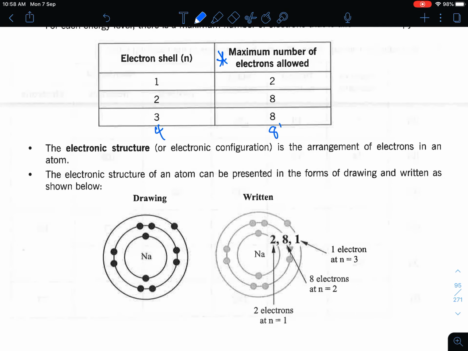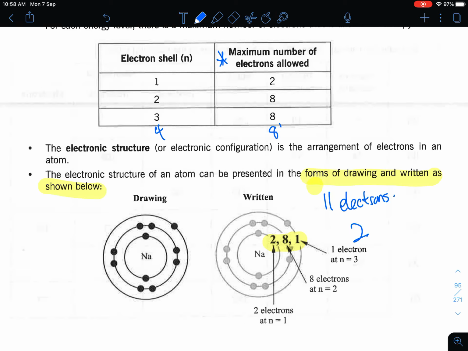The electronic structure is the arrangement of the electrons in the atom, and it can be represented either through a drawing or written like this. So what you can do is show the electronic configuration of sodium. It has a total of 11 electrons.